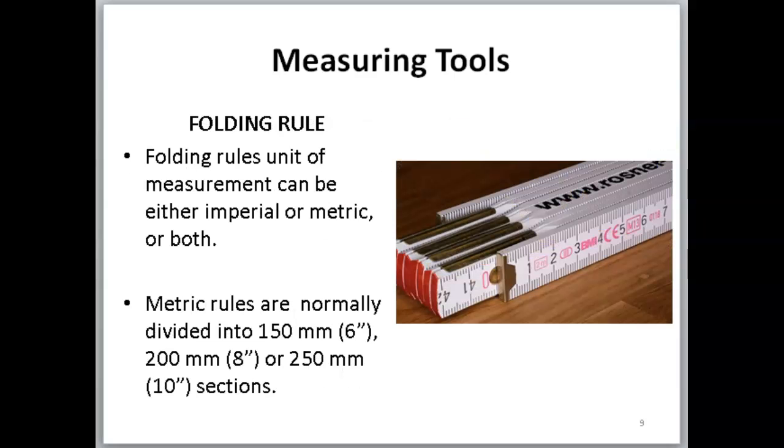Now, it's important to note that the folding rule's unit of measurement can be imperial or metric or both. In terms of metric rules, each section is normally divided into 150 millimeters or 6 inches, 200 millimeters or 8 inches, or 250 millimeters or 10 inches.